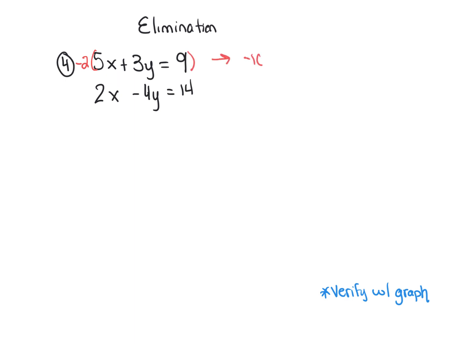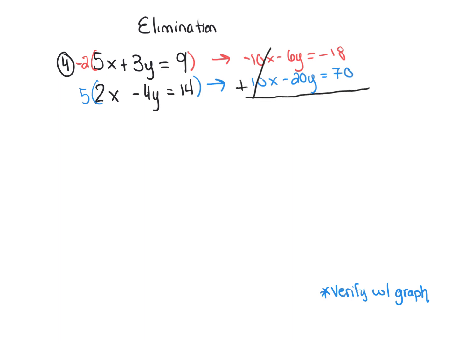That's going to yield negative 10x minus 6y equals negative 18. I'm going to multiply the bottom equation by a 5. So now I get a 10x minus 20y equals 70. And now I can add these two equations together. The x's will cancel out. You'll get negative 26y equals 52. Divide both sides by the negative 26 and y equals negative 2.